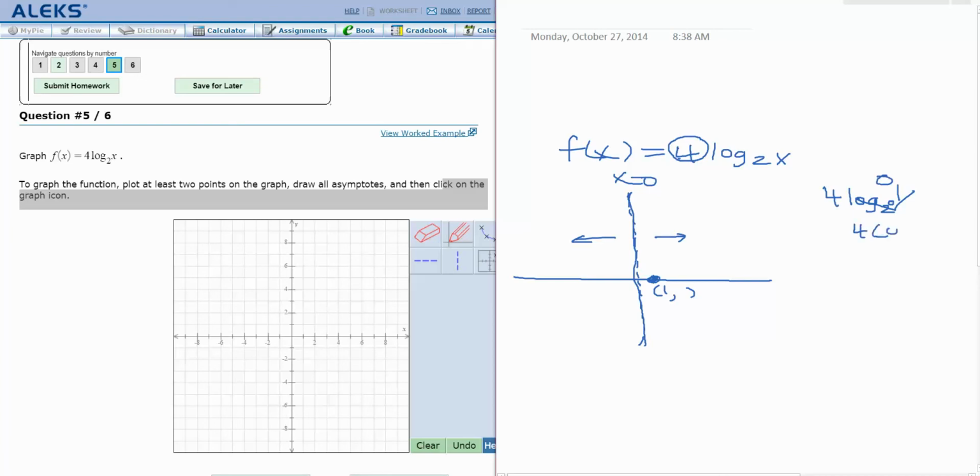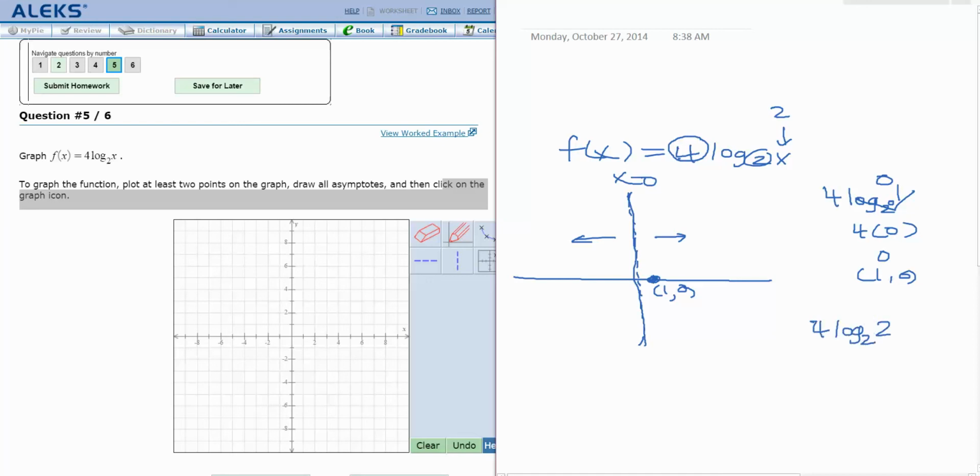So I have 4 times 0 now. 4 times 0 is 0. So yes, my ordered pair intercept is at (1, 0). Now to find a second point, the easiest thing to do is to let x equal the base number. So I'm going to let x equal 2. So I have 4 times log base 2 of 2.